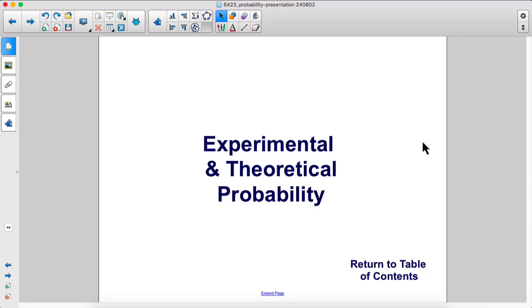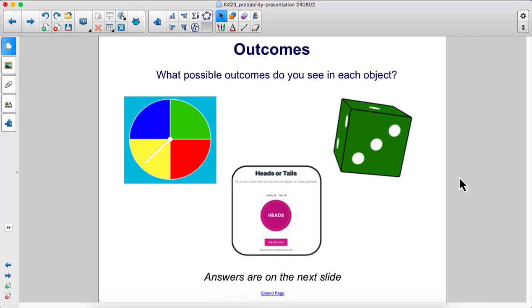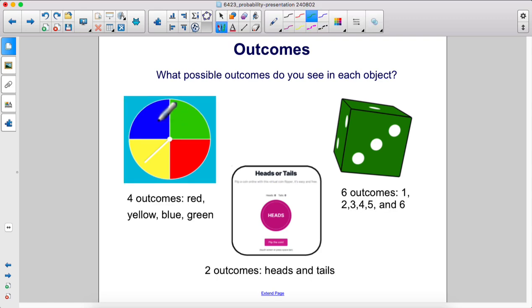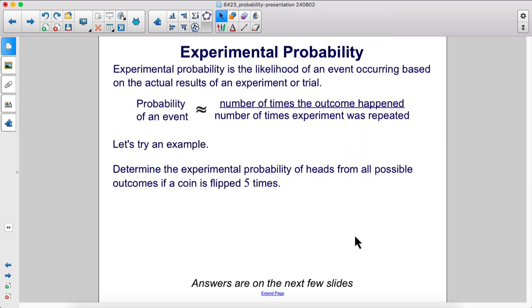Experimental and theoretical probability. What possible outcomes do you see in each object? Here there are 4 outcomes: red, yellow, blue, and green. Here there's 2 outcomes, heads or tails. On a die there are 6 outcomes, 1, 2, 3, 4, 5, and 6.